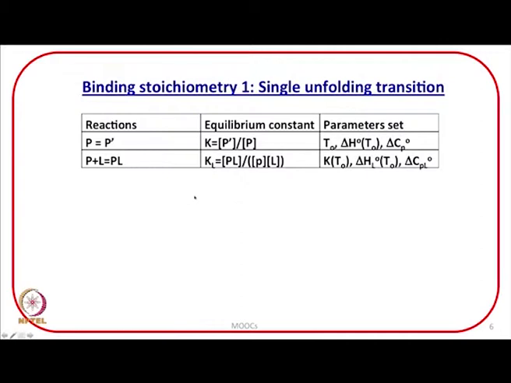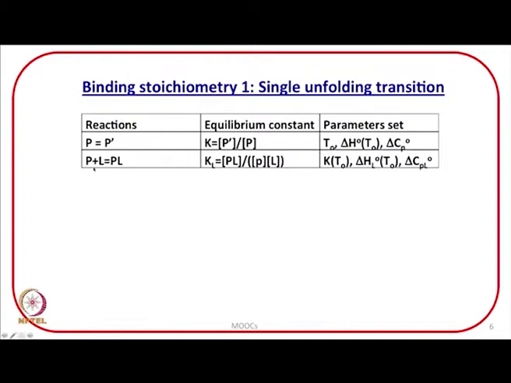Let us take a look at this table. We are talking about protein unfolding to P prime. Prime, as I said, we will use for the unfolded state. So when P goes to P prime, the associated equilibrium constant obviously is the concentration of P prime divided by the concentration of P. And the parameter set associated with the thermal unfolding are T0, delta H at T0 and delta Cp. T0, as we initially discussed, corresponds to the transition temperature.